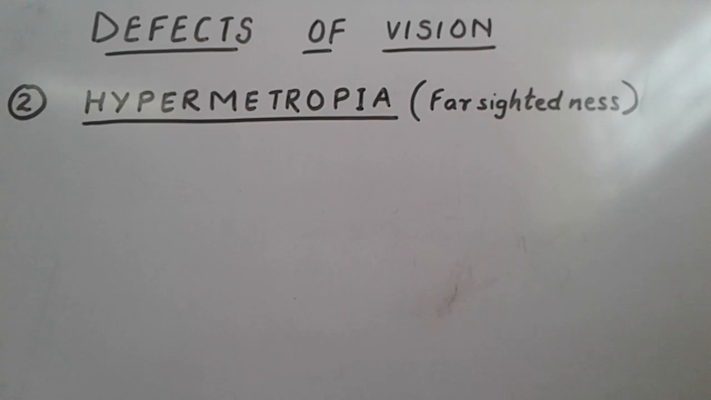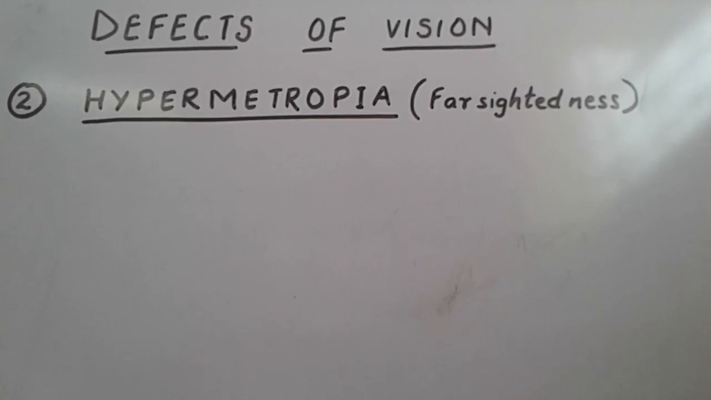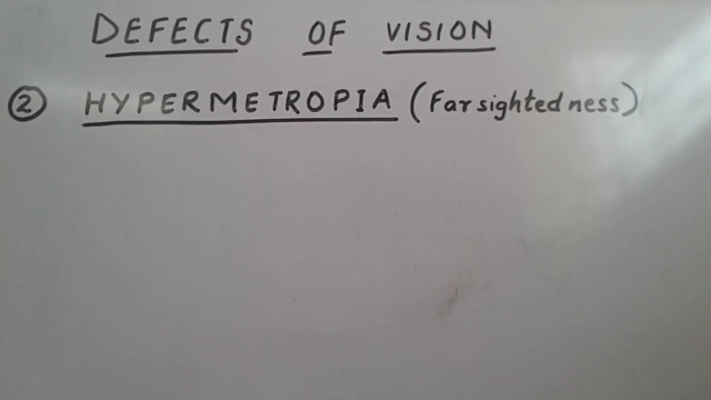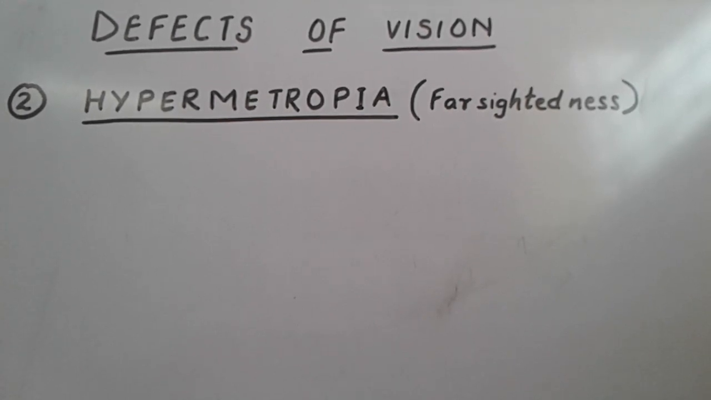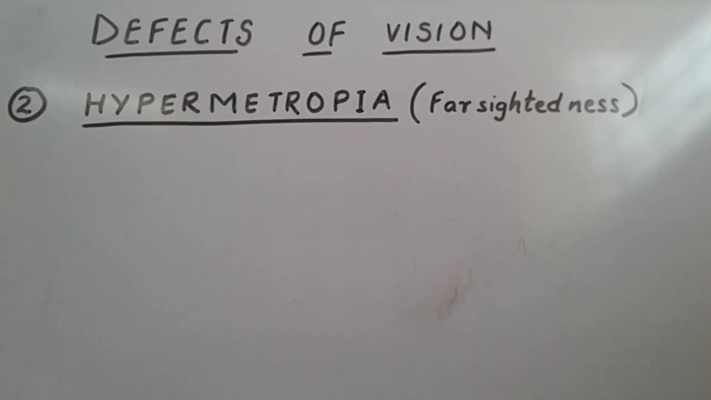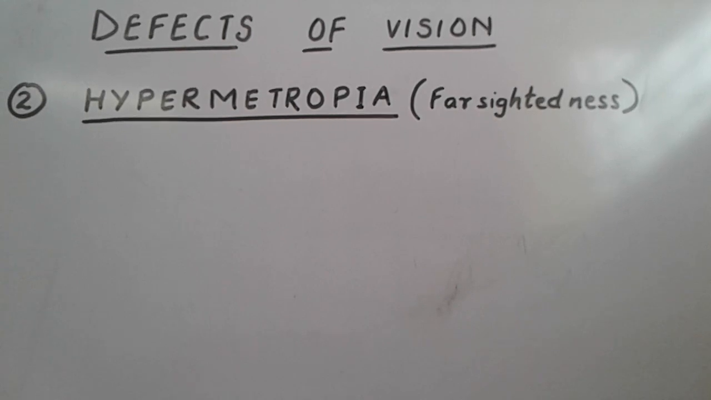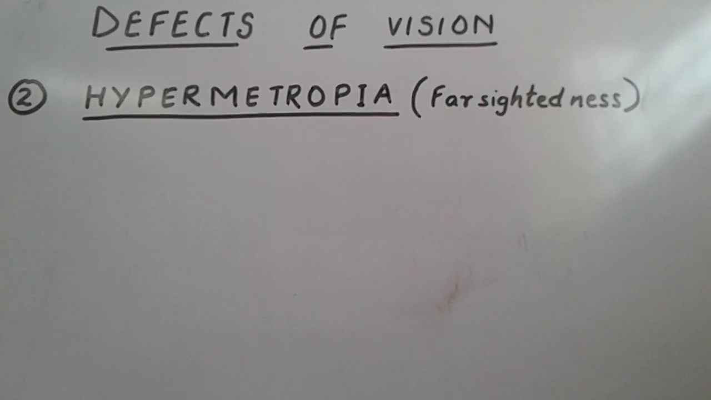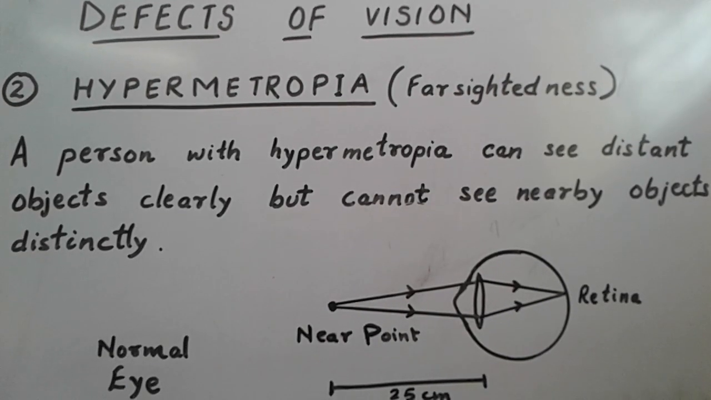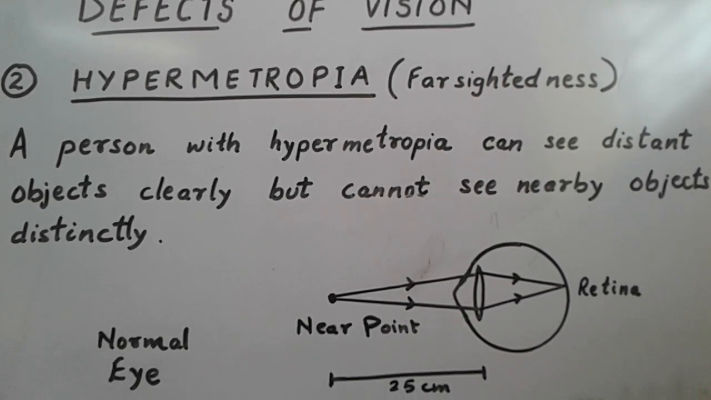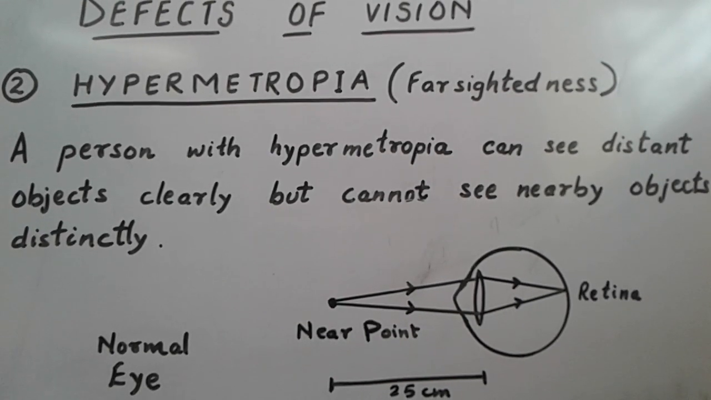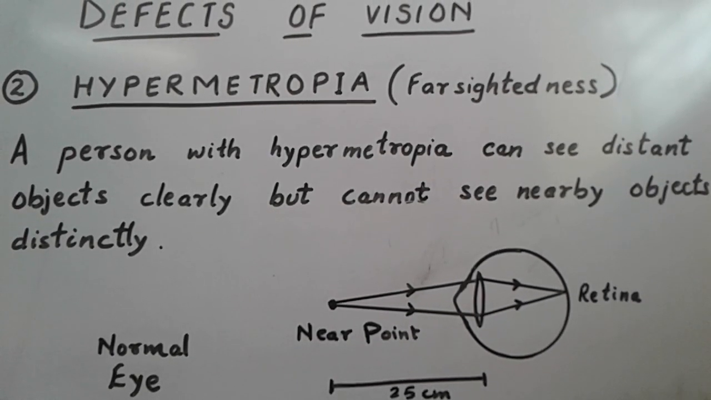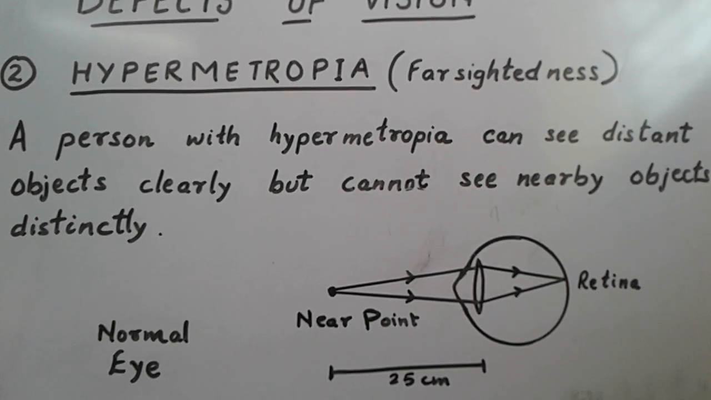Let us begin then. Hypermetropia is also known as farsightedness. In this, a person is able to see the far objects clearly, but the near defect, that means reading and writing, is not distinct, and this is what we are going to study now. As you can see here, this is the definition written for hypermetropia: the objects are not clearly visible when kept near the eye.